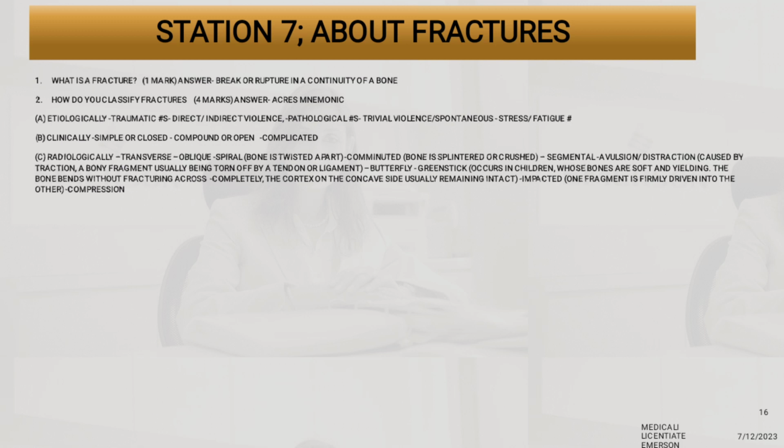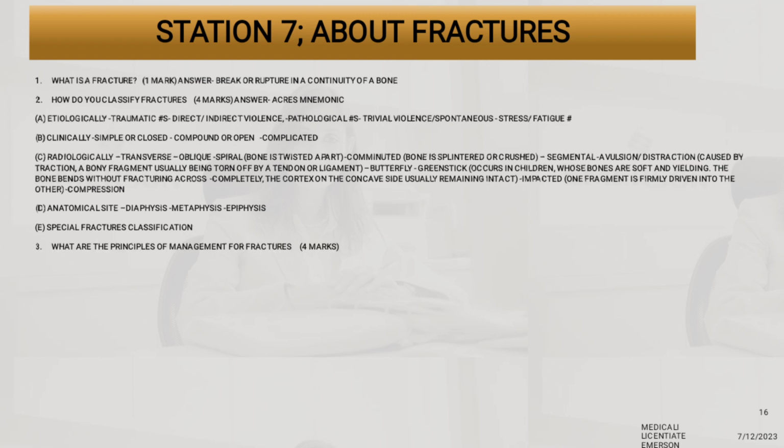the bone which bends without fracturing across completely, and the cortex of the concave side usually remains intact. Then we have impacted, where one fragment is firmly driven into the other. You can also have compression. In anatomical classification, you can have diaphysis, metaphysis, epiphysis, and so on. You can have special classifications, where we have like Castello Anderson, Gatland, Boyd Griffin, Pipkins. So there are a lot of special classifications of fractures.